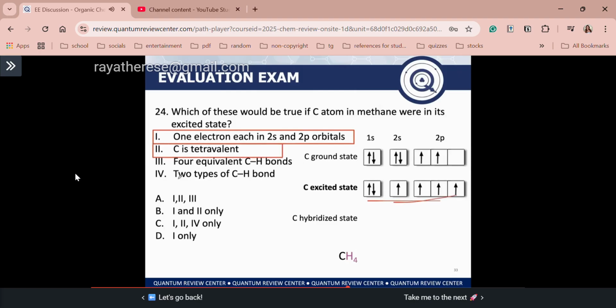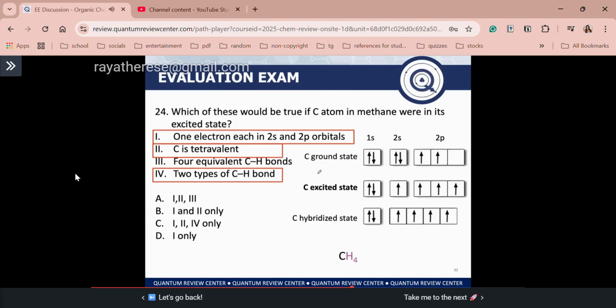Okay, number 3, 4 equivalent CH bonds. Class, do we have 4 equivalent CH bonds? Sir, no po. Actually, different po ang bonding with our 2p orbitals. That's why the third statement is false, but the fourth statement is true. Somehow kasi they are opposite or they are different from each other. So only one of them is false, and that is the third statement. Class, meron tayong 2 types of CH bond. This 2s orbital electron and 2p orbital electron will allow 2 different types of CH bonding.